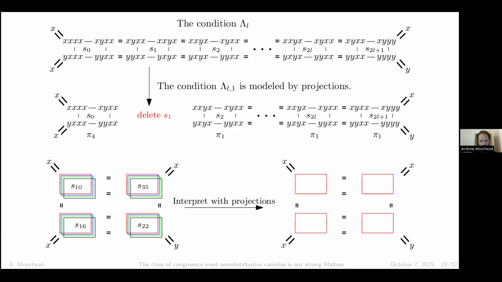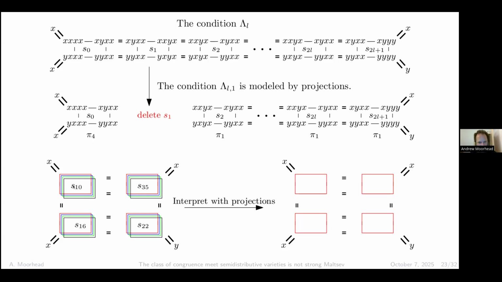So this is a picture of the idea here. Up here is the condition sigma L, and let's say that L is large. But over here, N is equal to 1, because I've only taken one horizontal relational product and then a vertical relational product.